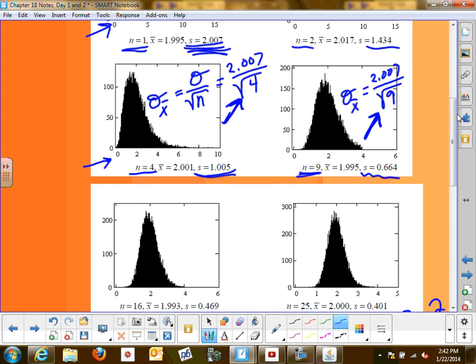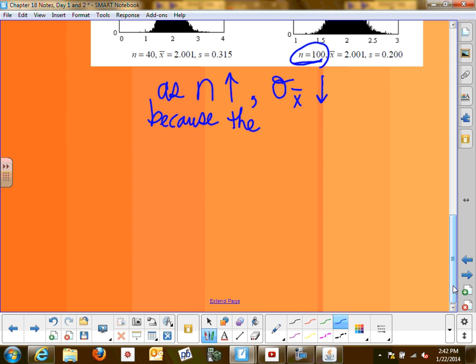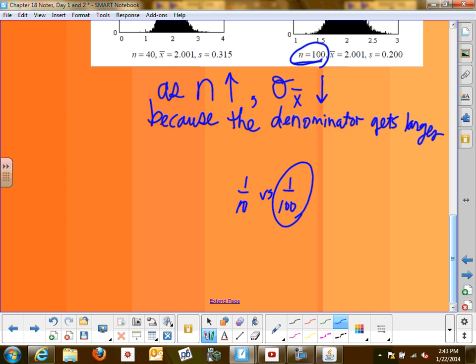We're adding more and more people, so what's happening to this value down here? The denominator is getting larger. Very good. So it's getting more and more precise. The standard deviation is getting smaller because the denominator gets larger, and so that's making the value smaller. For example, if you have 1/10 versus 1/100, this has a bigger denominator and it has a smaller value. Okay, same thing.